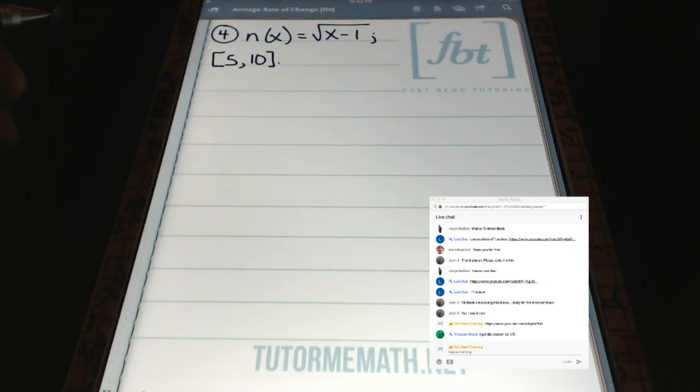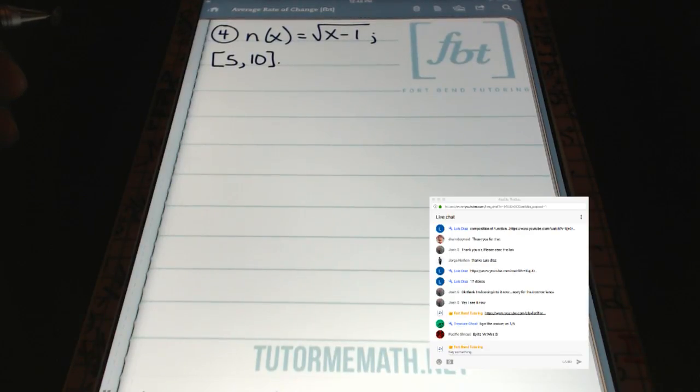Treasure Ghost has the answer to problem number 4 already because he's a boss. So he got the answer as 1/5.